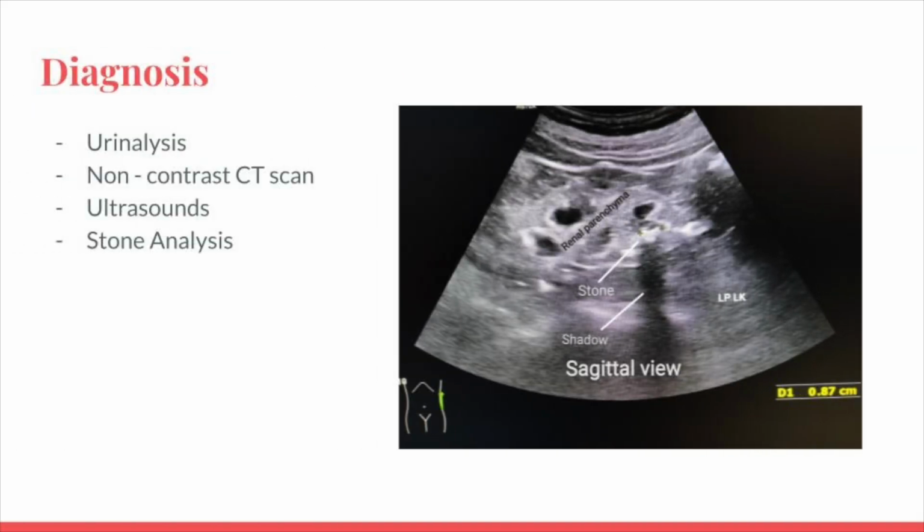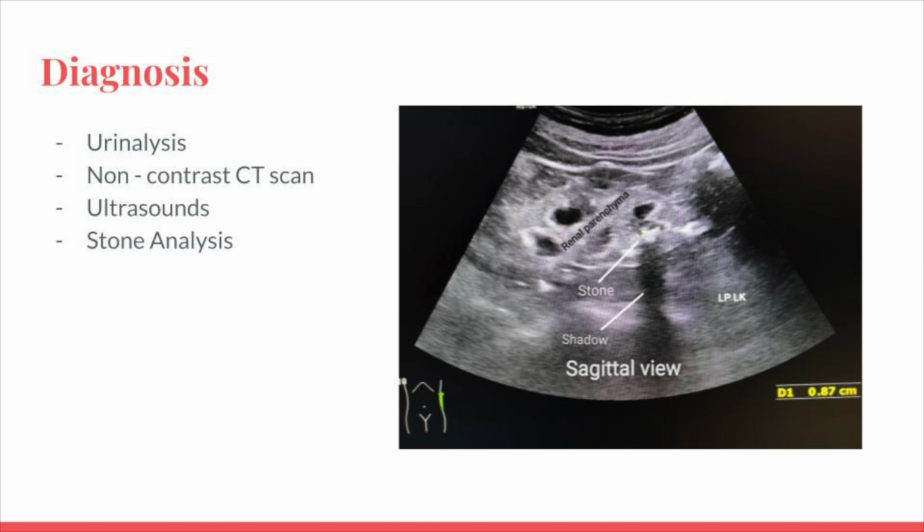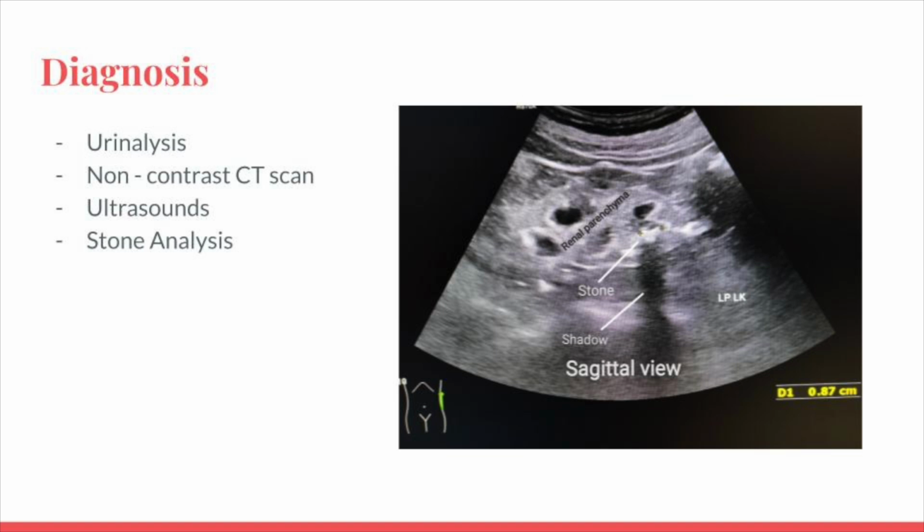There are many ways that we can diagnose a patient with kidney stones. For example, we can run a urine analysis, and possible findings would be hematuria, increased pH, calcium, and uric levels. We can run a non-contrast CT scan, and this will show the location and the size of any stones that may be present. Ultrasounds are another way to visualize the kidneys and the ureters, allowing us to see any possible blockages and the state of the surrounding tissue, so looking for any damage.